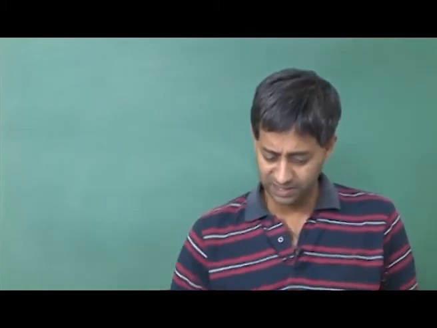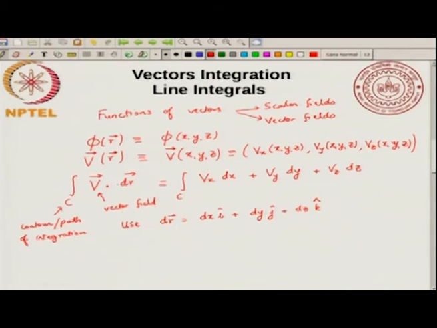Now notice that since V is a vector, dr is a vector, V dot dr is a scalar. So this is the integral of a scalar, so what you get finally is a scalar. In other words, what you will get is a number. If you integrate over a contour and you put various limits, then you will get a number. Now what is a contour?